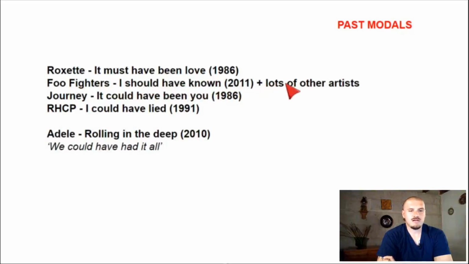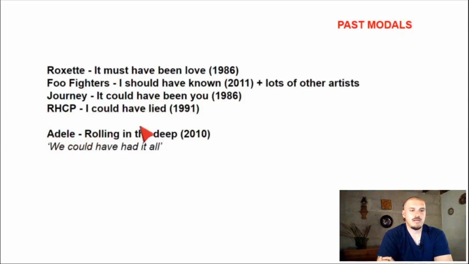Y hay muchos más artistas que también tienen canciones que se llaman esto, I Should Have Known. Journey, It Could Have Been You. Pudo haber sido tú. From 1986. Red Hot Chili Peppers from 1991. I Could Have Lied. Pude haber mentido. Y a lo mejor la más famosa es Adele.